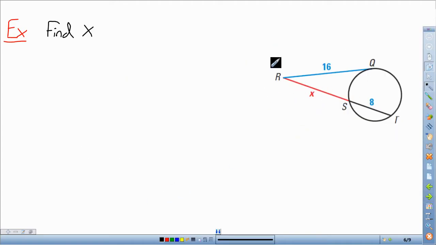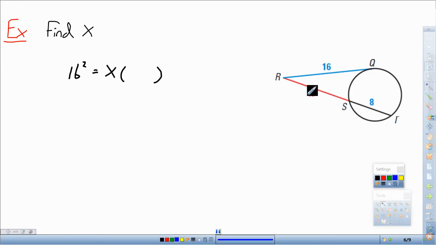Okay, so let's try one of these problems where that's happening. Go ahead and copy this. For all we know, this is the same type of problem, so we're going to start it the same way we always would. Start with squaring our tangent line, so 16 squared. Okay, and that's equal to our outer segment x times the entire secant line, which is x plus 8, right?